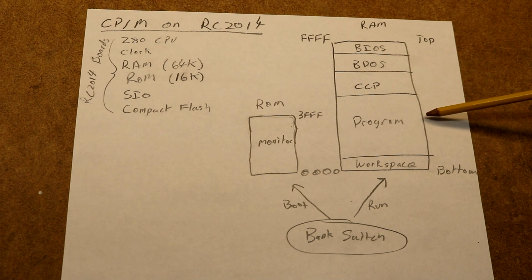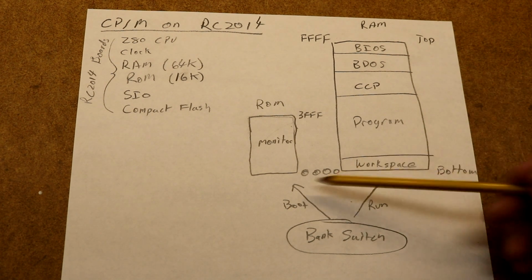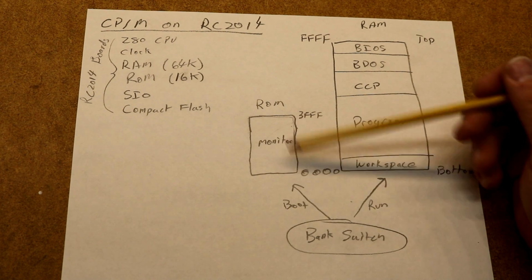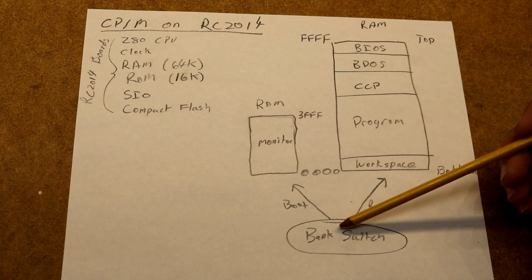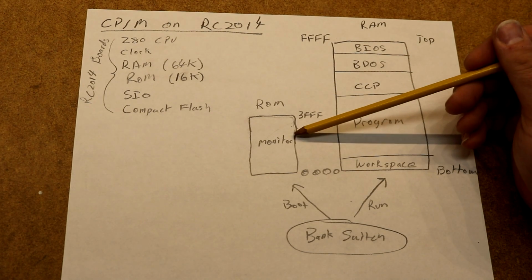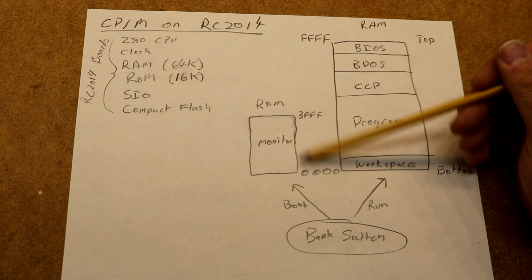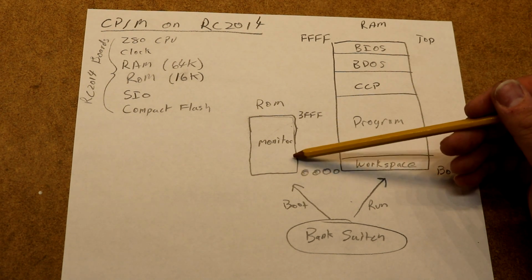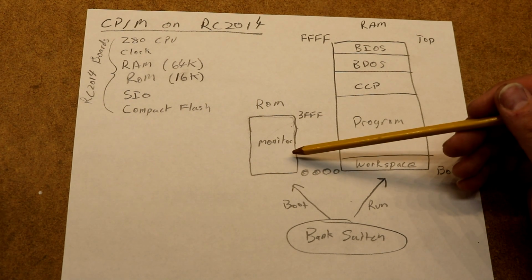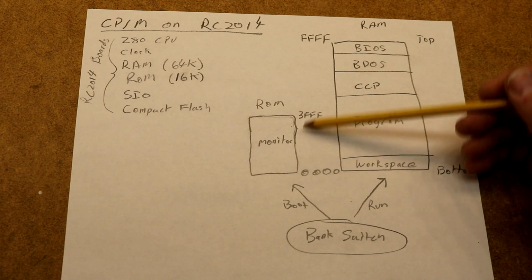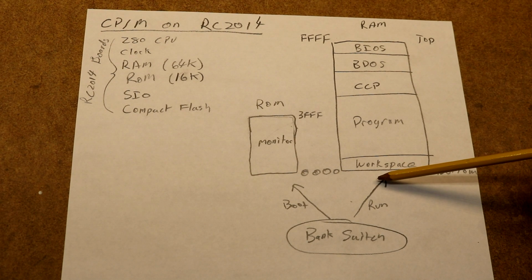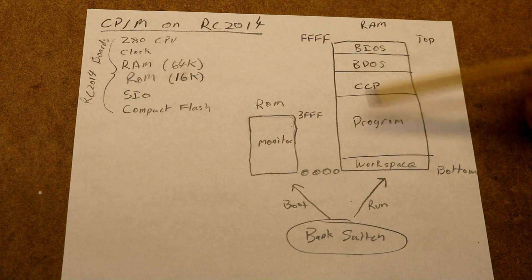Obviously we can't boot into RAM, we need to boot into ROM, so we're going to use a bank switching technique where when the RC2014 boots, the bank switch will have selected a ROM, and then the ROM will be running a monitor program. The monitor program will execute for a while, set up the computer, then it will jump up here into a place in the BIOS, and the BIOS will instruct the bank switch to switch over to RAM, and then we will have this whole RAM set up.